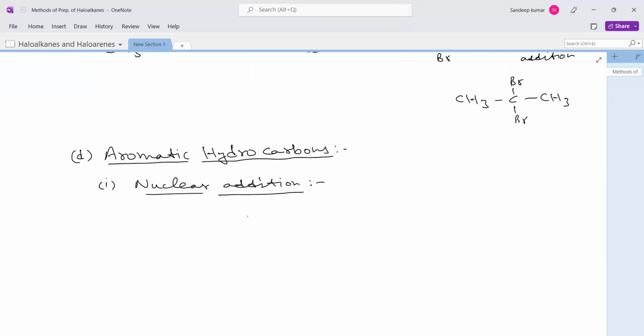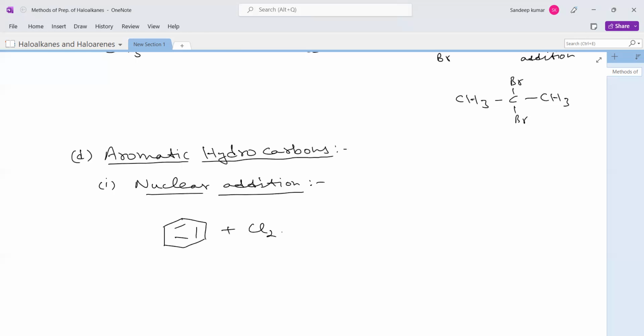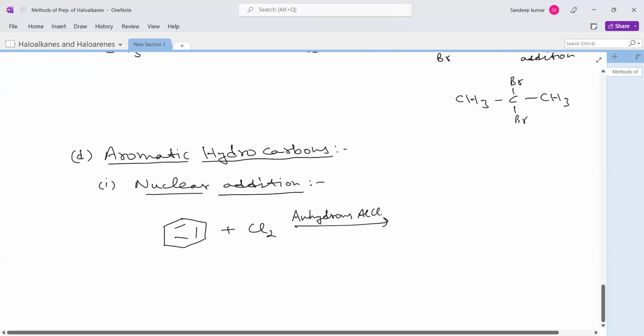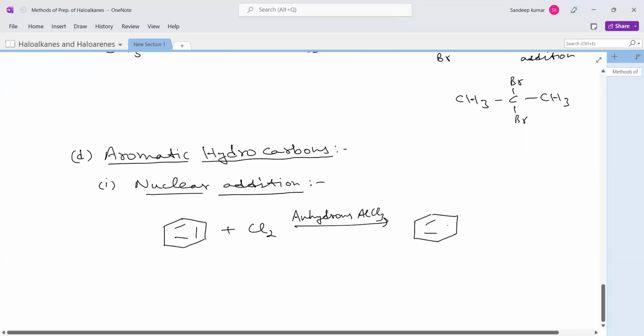Nuclear addition actually involves the addition of halogen to the benzene ring. When halogen is added to it in the presence of anhydrous AlCl3, one of the hydrogens gets replaced with the halogen.